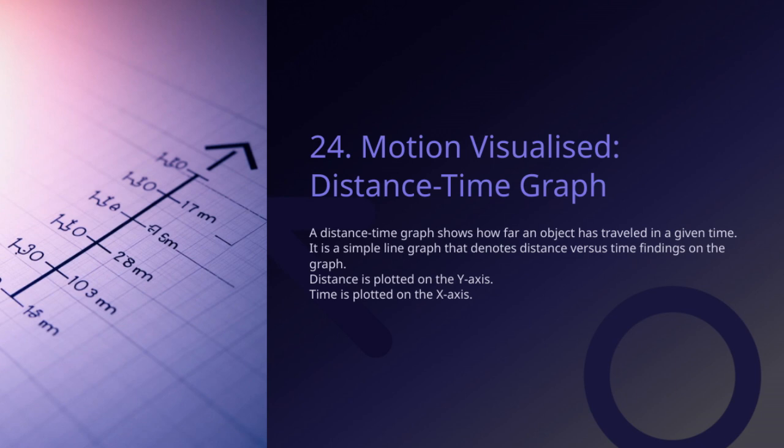This setup allows us to easily see at a glance how quickly or slowly an object is moving based on the shape of the line. For example, a straight, diagonal line indicates constant speed, while a curve might suggest acceleration or deceleration. By analyzing these graphs, we can gain insights into the motion patterns of objects in a very clear and straightforward way. This is a fundamental tool because it connects the physical movement we observe with a visual representation, making it easier to understand and analyze different types of motion.